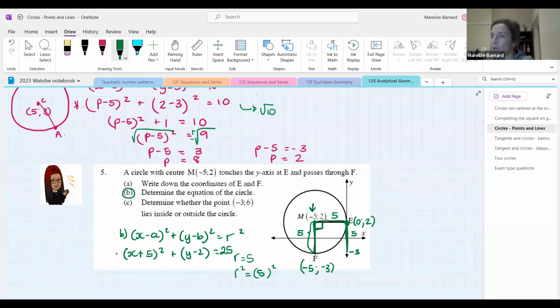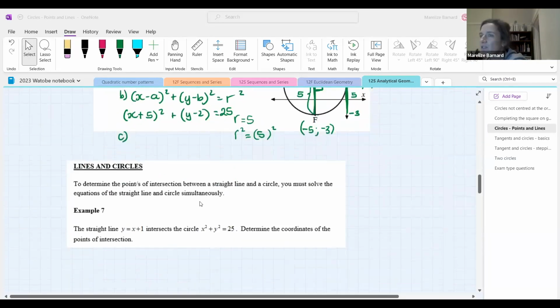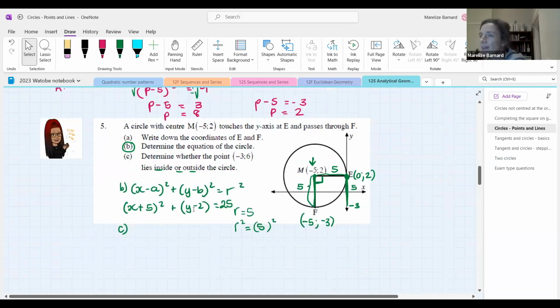Good stuff, everybody. Okay, last question for this one. Determine whether the point (-3, 6) lies inside or outside the circle. Put your answer in the chat as soon as you've worked it out. Give this your last little bit for the day. Let's see if you all understood. If you can crack it, make this your last little check.